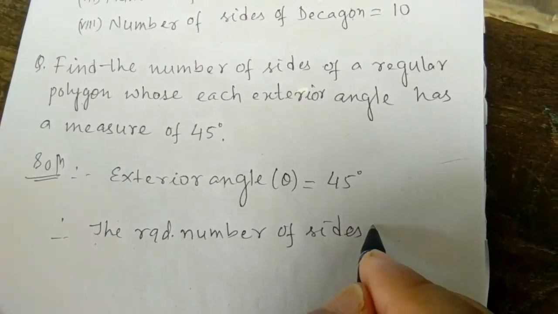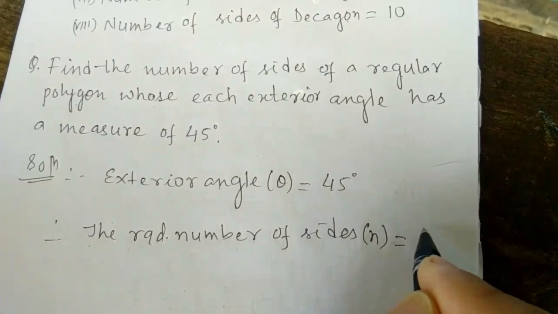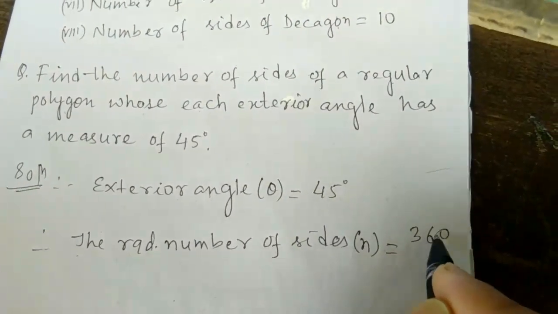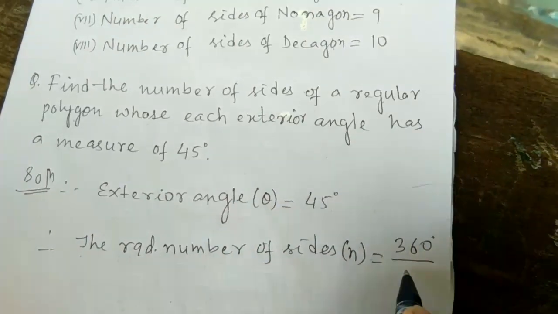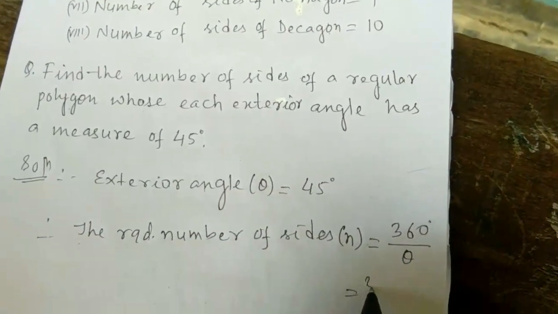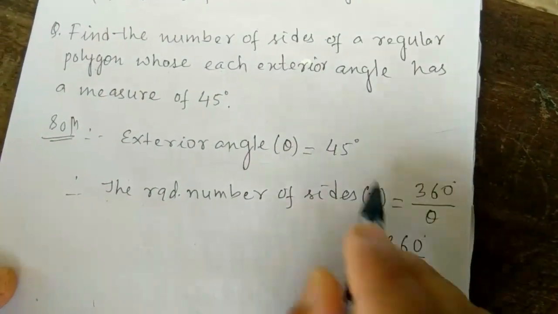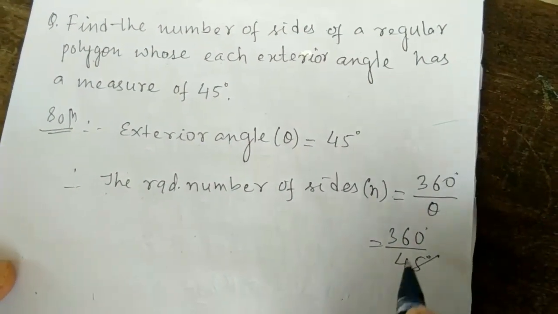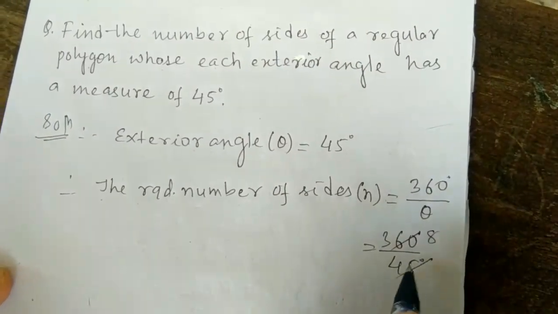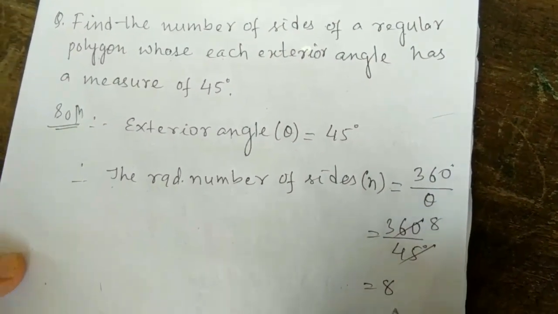denoted by n, equals the formula 360 degrees divided by the exterior angle. Here the exterior angle is theta, which we have taken. So 360 degrees divided by the exterior angle, 45 degrees. If you cancel it, it will be 8. So the number of sides is 8.